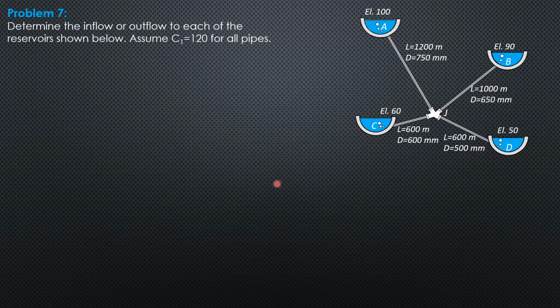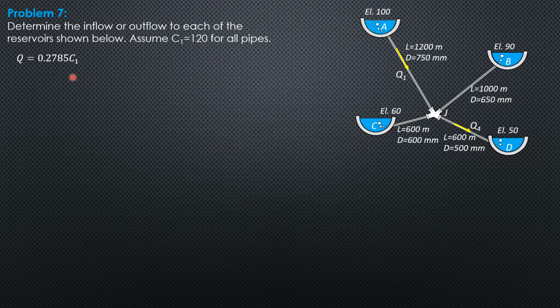So first, let's assume no flow in or out of B. So the piezometric level is level at B. So let's compare Q1 prime with Q3 prime and Q4 prime.